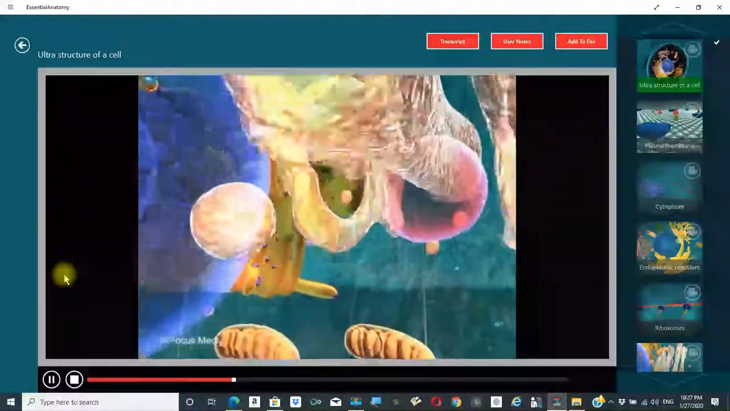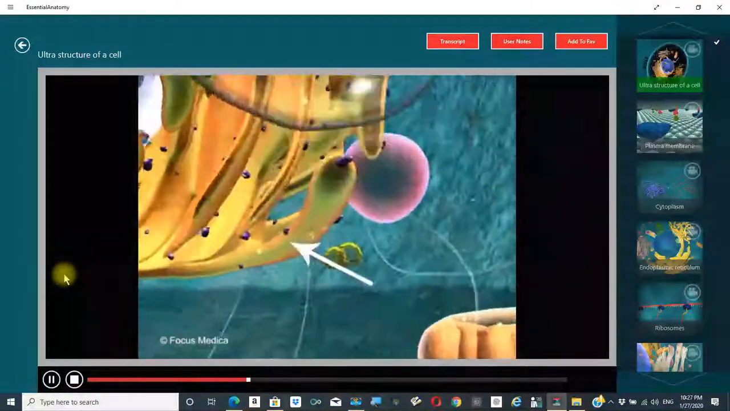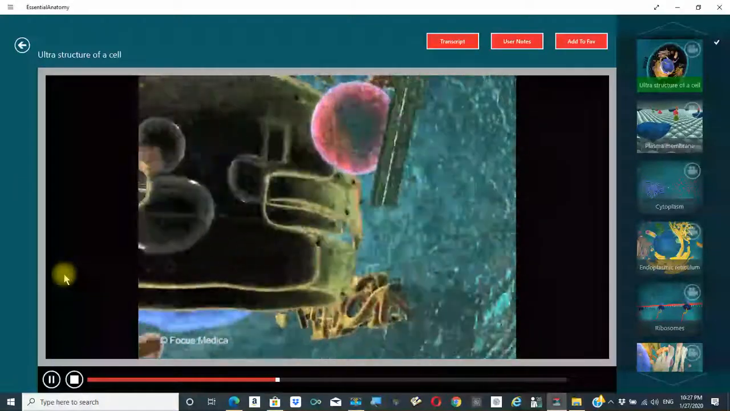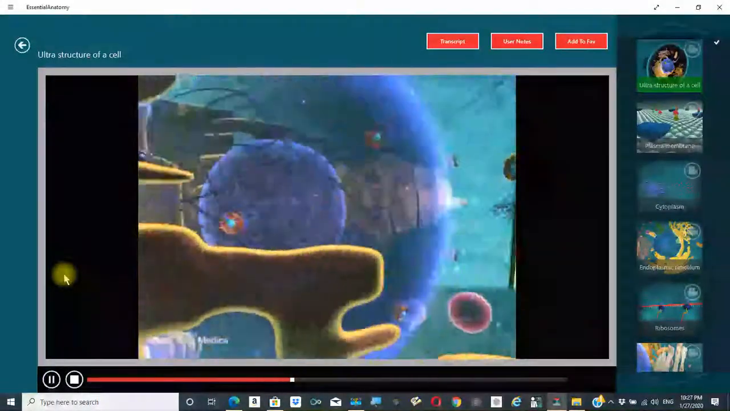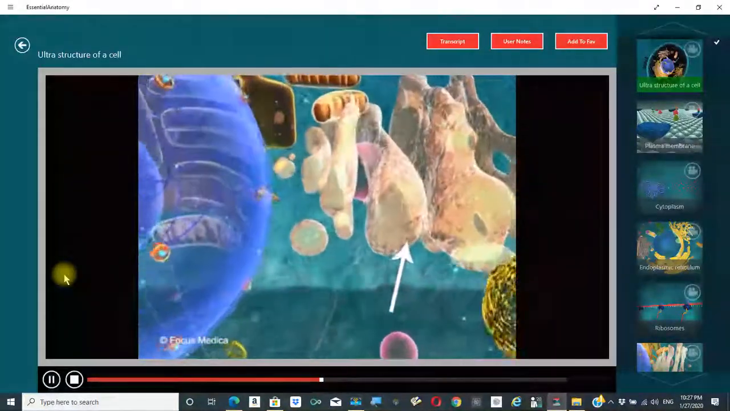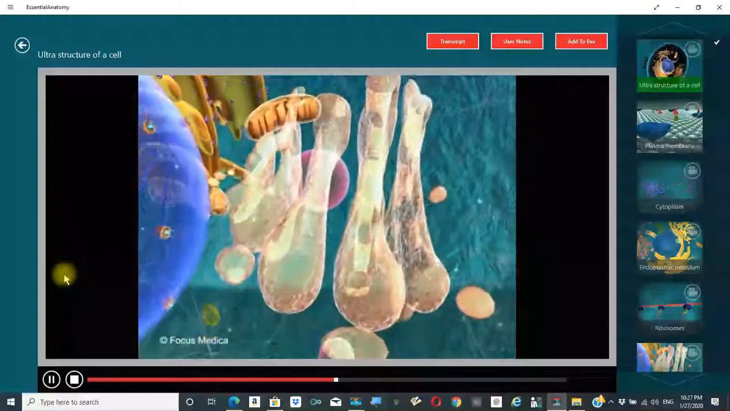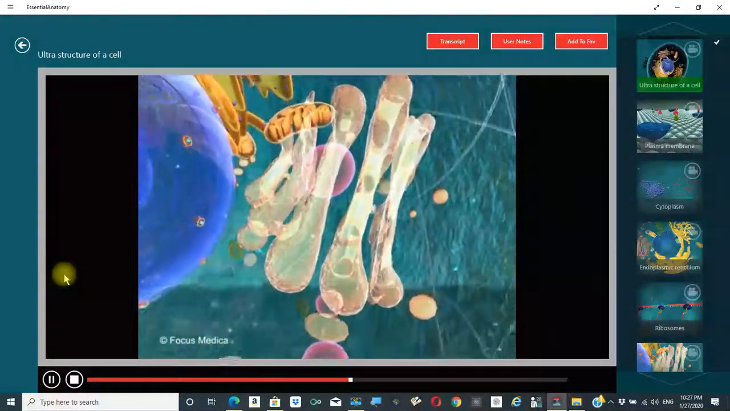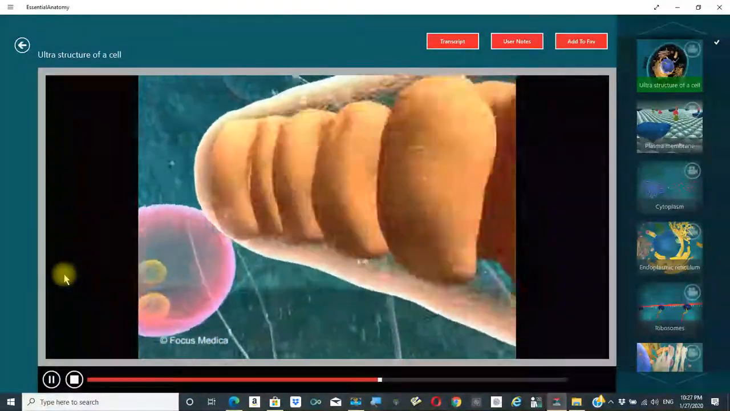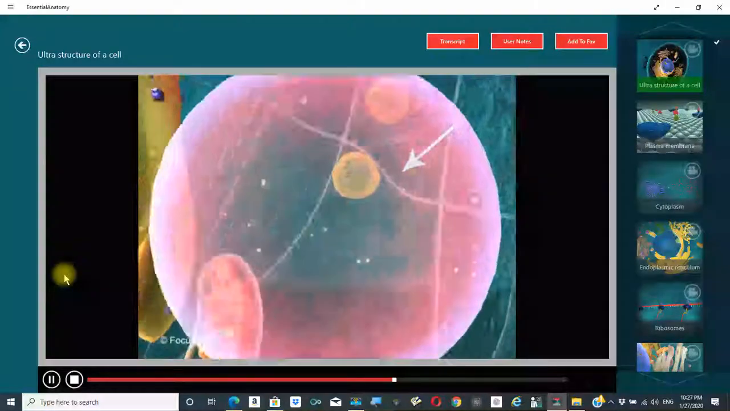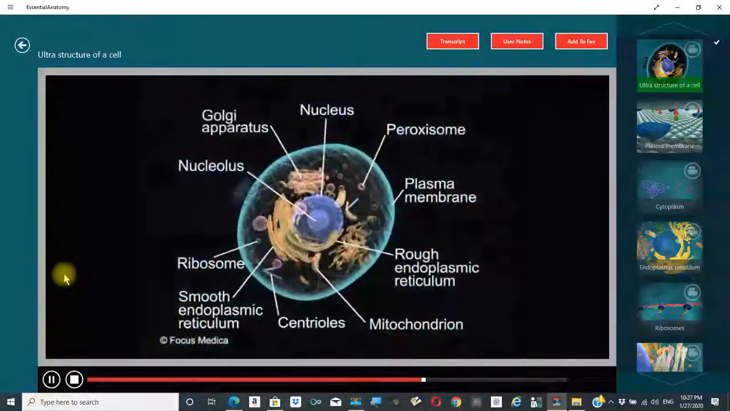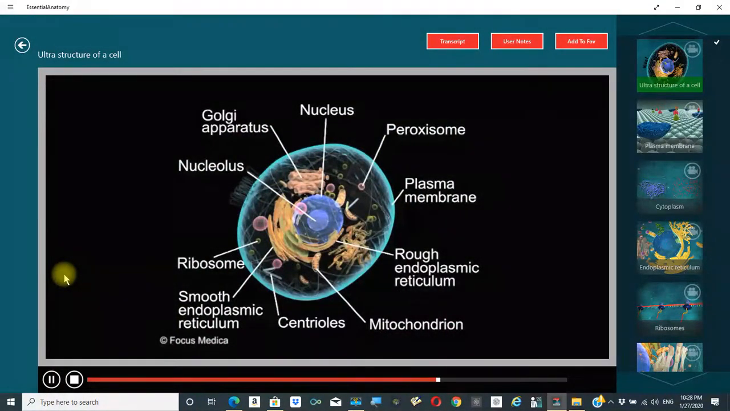The cytoplasm contains many organelles, such as endoplasmic reticulum, ribosomes, centrioles, golgi complex, mitochondria, microbodies, lysosomes, etc., which take part in carrying out the life functions of the cell.